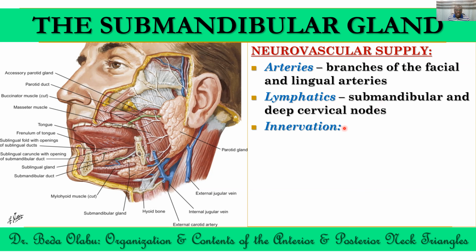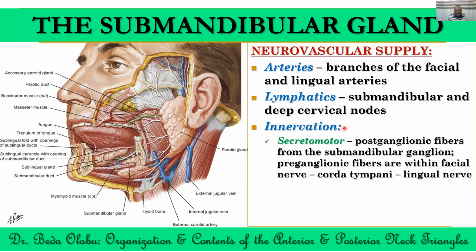In terms of nerve supply, we can look at it the way we looked at the one for the parotid. Look at it in terms of secretomotor, vasomotor, and general sensory. The secretomotor innervation is the parasympathetic innervation. This is the one that causes the gland to produce secretions. The postganglionic parasympathetic fibers to this particular gland come from the submandibular ganglion. So the submandibular ganglion has the postganglionic parasympathetic fibers to the submandibular gland, which cause the gland to produce secretion.